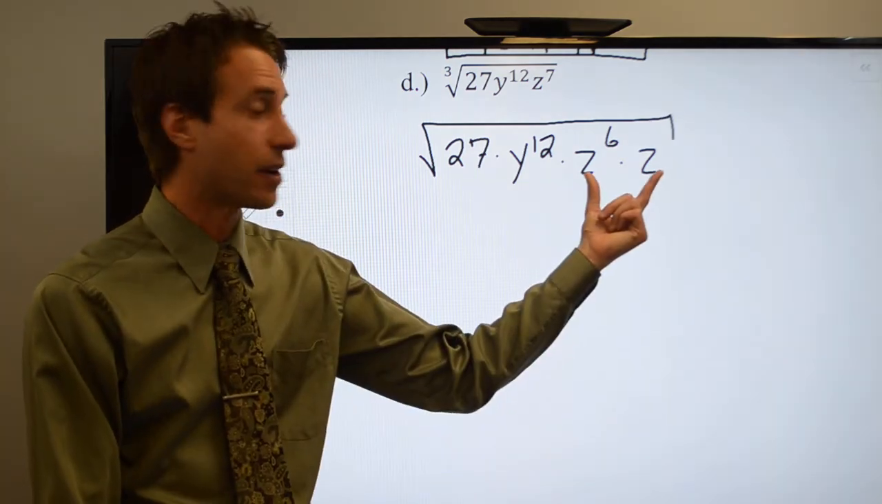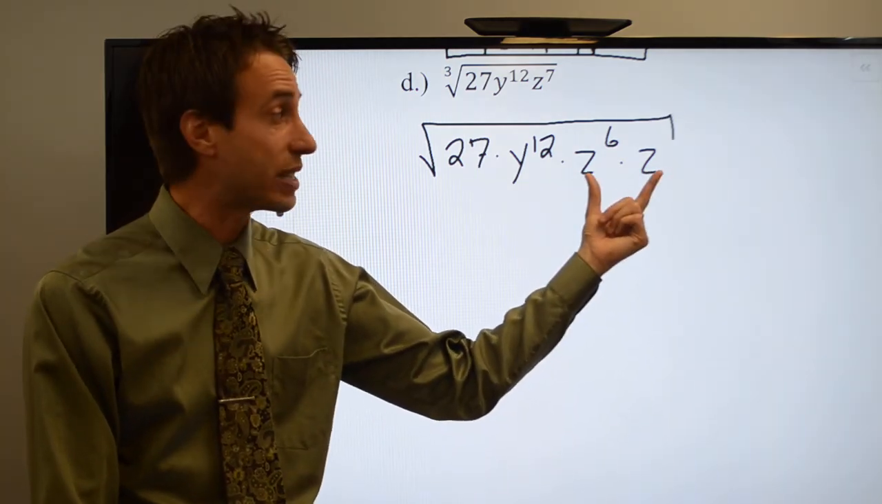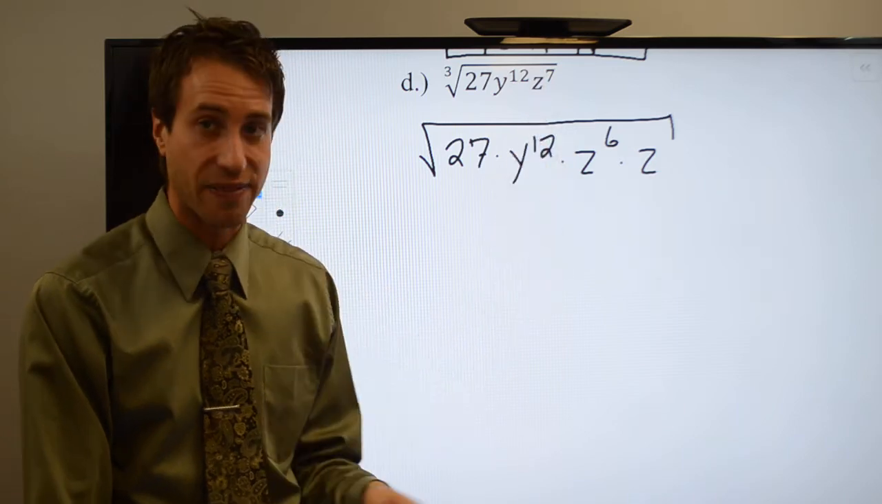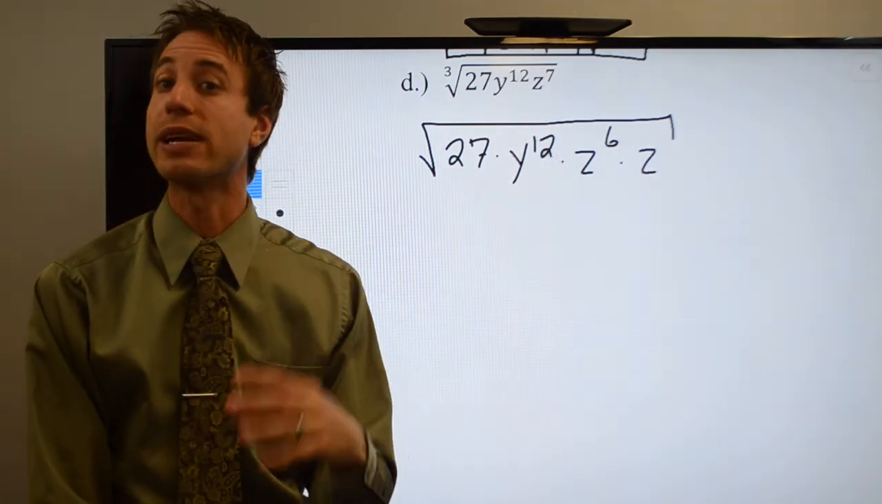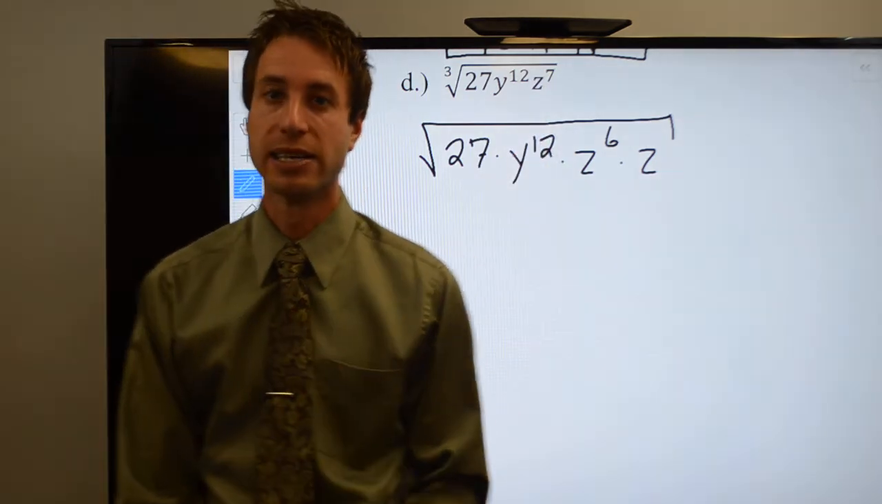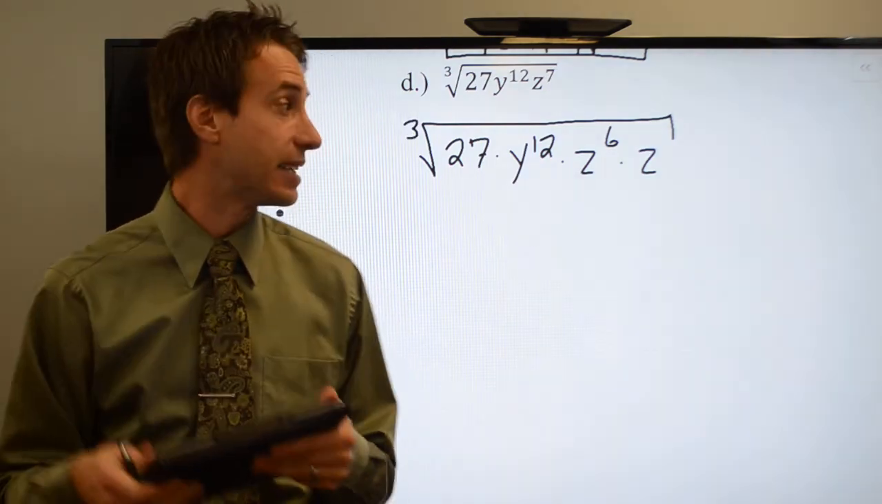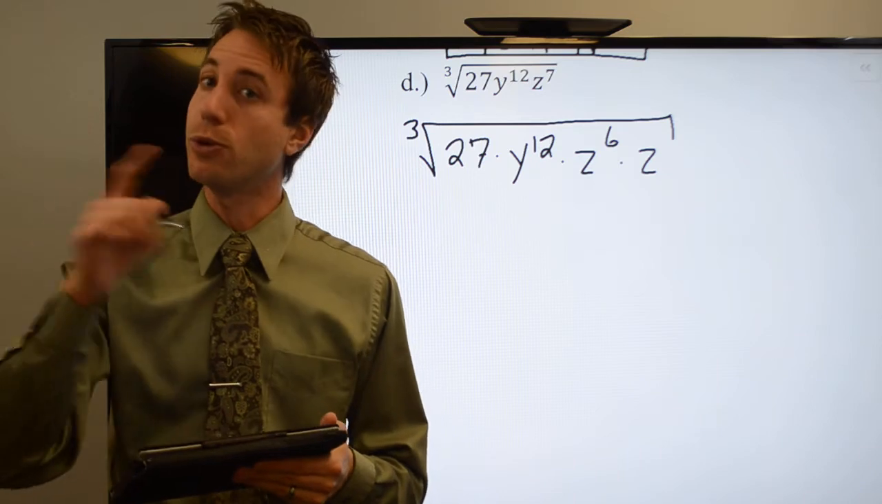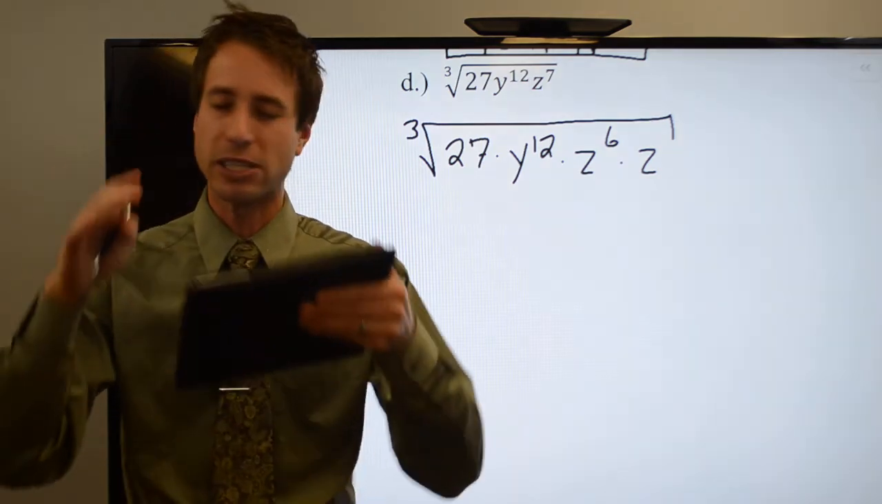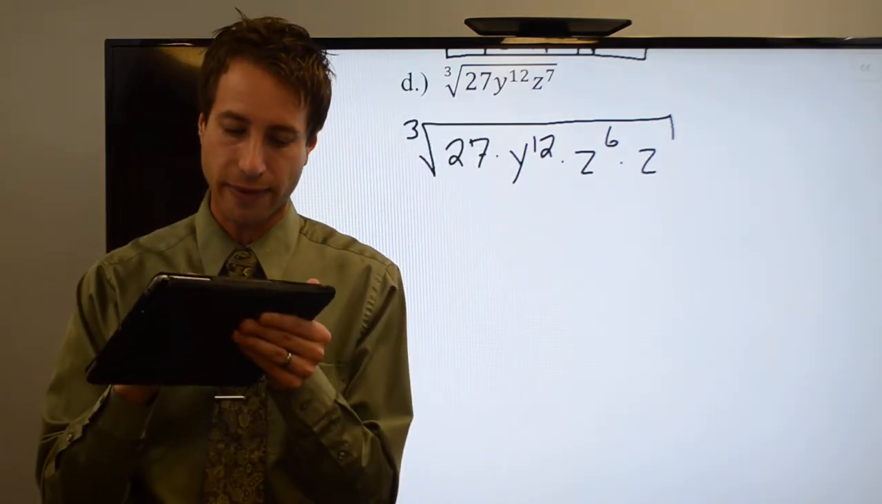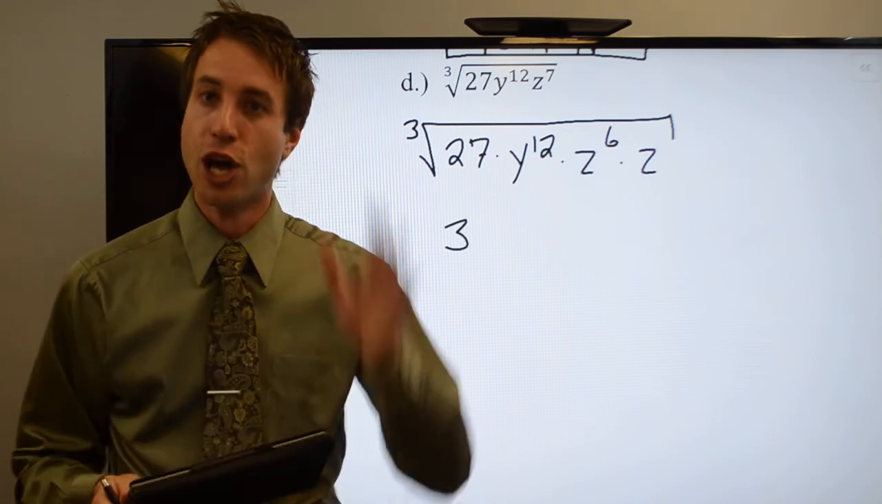Again, I have not changed anything. I've just rewritten it. 6 plus 1 is a 7. So I haven't changed anything. I've just rewritten it now in a way that I can simplify this guy. Let's go ahead and do that. Oh, sorry. My index is a 3. It's a cubed root. So the cubed root of 27 is a 3. That just simply means 3 to the third power is a 27. So that's going to come out to be a 3.